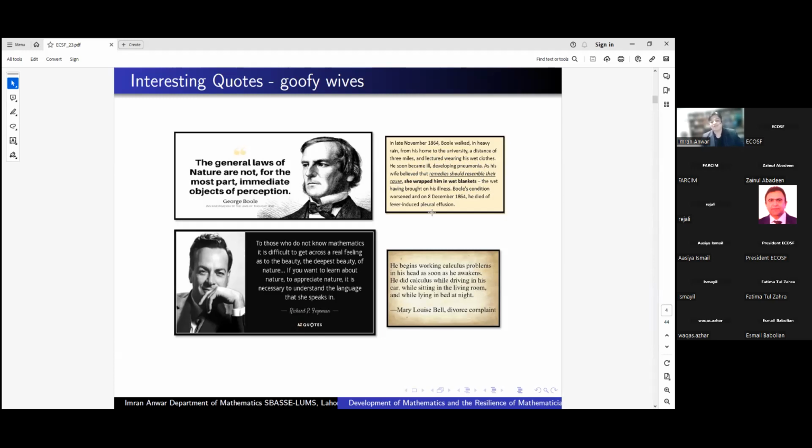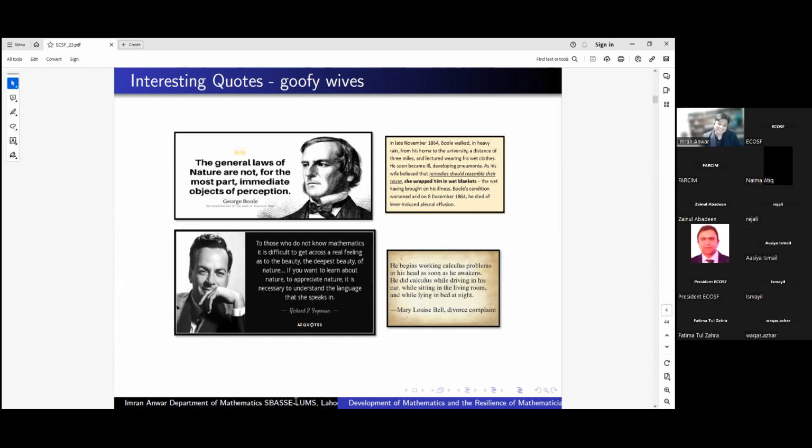His wife believed that remedies should resemble their cause. This is a very, very old philosophy where people used to cure diseases by looking at the causes, and there was a hardcore belief that any disease which comes from a cause, that cause will cure it. So his wife was a strong believer of that, and the poor guy was wrapped up in a wet blanket because the wetness brought him the disease. His wife thought that the remedy should follow the same pattern as where he got the sickness. So she wrapped him in the wet blanket, the wet having brought on his illness, so Boole's condition worsened and he died on 8 December.